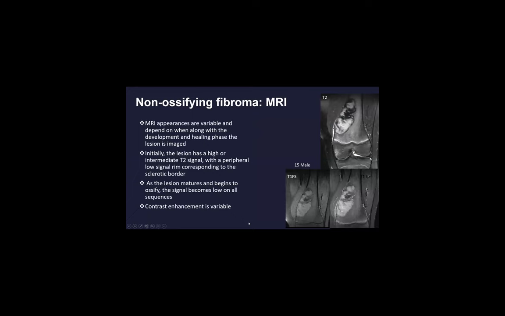Looking at the MRI, appearances are variable and depend on when we catch them, at what phase of their development and healing. Initially, the lesions have a brighter, meaning higher or intermediate signal on T1 weighted or STIR sequences that are fluid sensitive, as I mentioned before. As the lesion matures, it begins to ossify, and the MRI signal becomes low or darker on all pulse sequences. And contrast enhancement is variable.